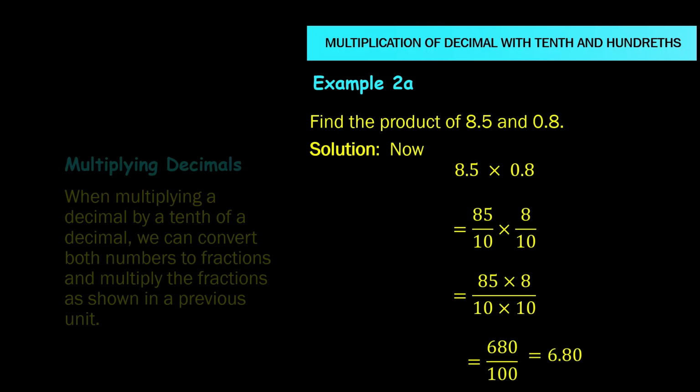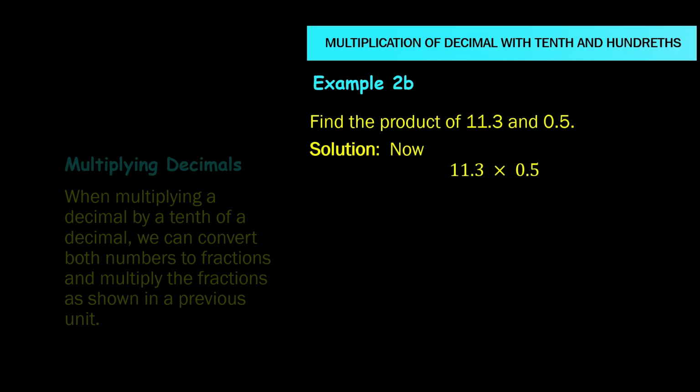And this gives us 680 over 100, which is equal to 6.80. The decimal point has been moved 2 places to the left. Let's try another example shown on the screen. Begin by converting the decimals to fractions. So 11.3 becomes 113 divided by 10, and 0.5 becomes 5 divided by 10.